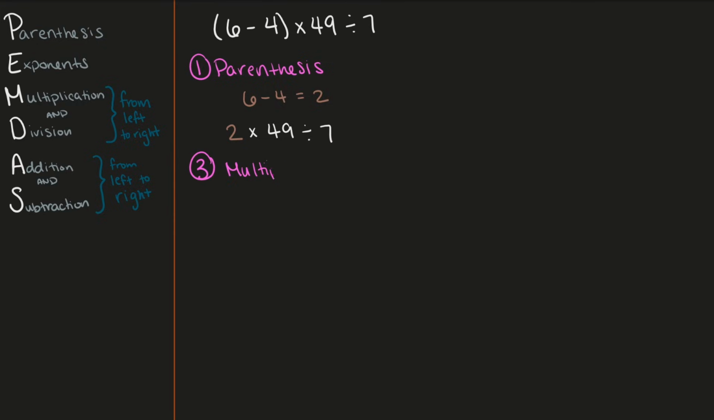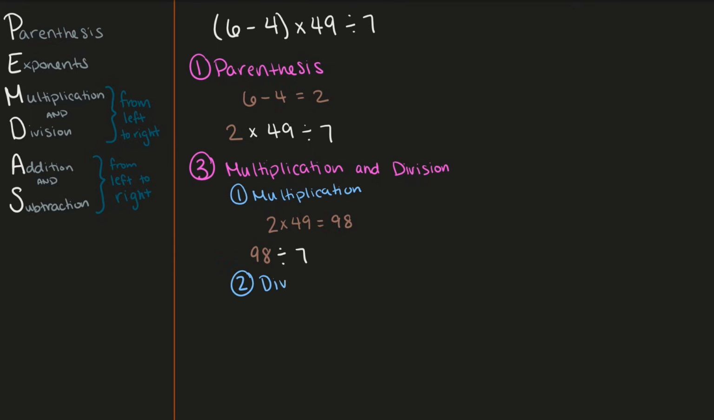Next, we have our multiplication and division from left to right. So as we're moving from left to right, we have both multiplication and division. So we'll start with our multiplication. We have 2 times 49, which is equal to 98. So now we have 98 divided by 7, and now we'll perform our division, and 98 divided by 7 is equal to 14.